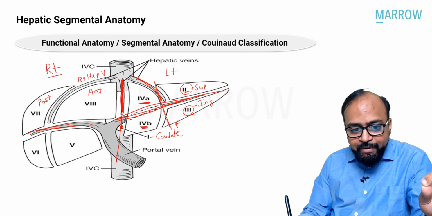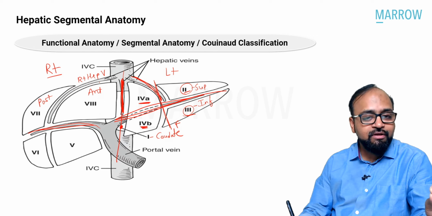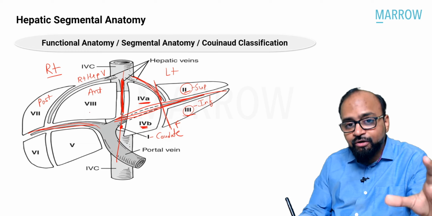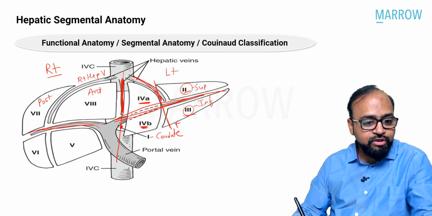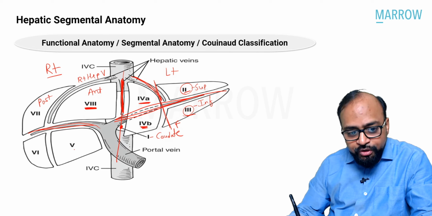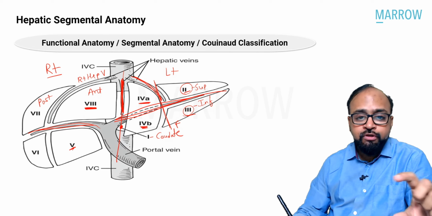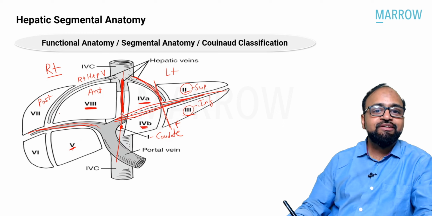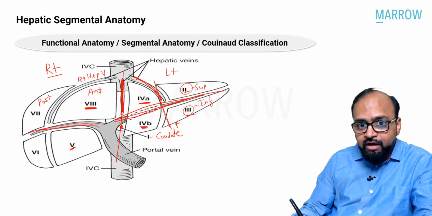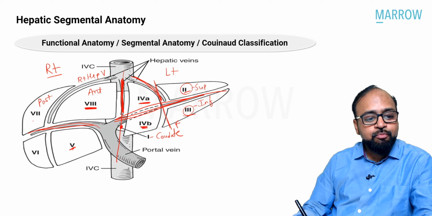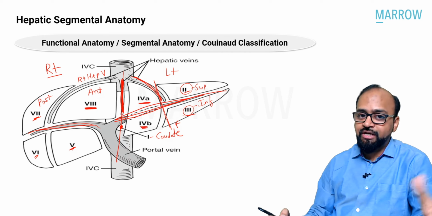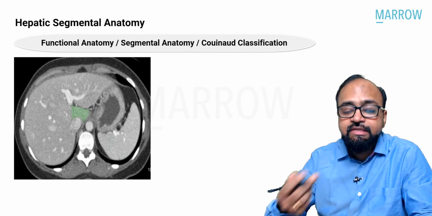In between the middle hepatic vein and the right hepatic vein lies the anterior part of the right lobe of the liver. The upper part of it, the part that lies above the right branch of the portal vein, is segment 8. Below it is segment 5. The posterior part of the right lobe of the liver lies behind the right hepatic vein. The upper part above the level of the right branch of the portal vein is segment 7. Below it is segment 6. Can you see that? Let us look at this on a CT now.